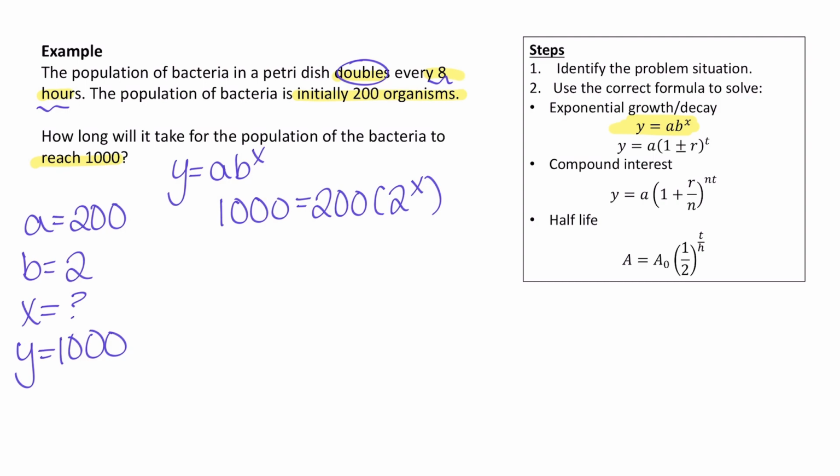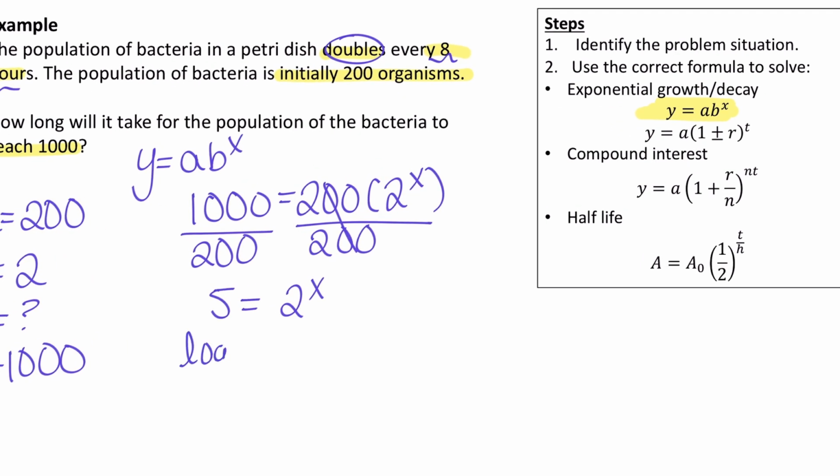So now we're going to work on solving this. To solve, we need to get that term that has a variable by itself. So we're going to divide both sides by 200. When we do that, 1,000 over 200 is 5. So we have 5 equals 2 to the x. Now to solve, we need to go ahead and take the log of both sides. So we have the log of 5 equals the log of 2 to the x.